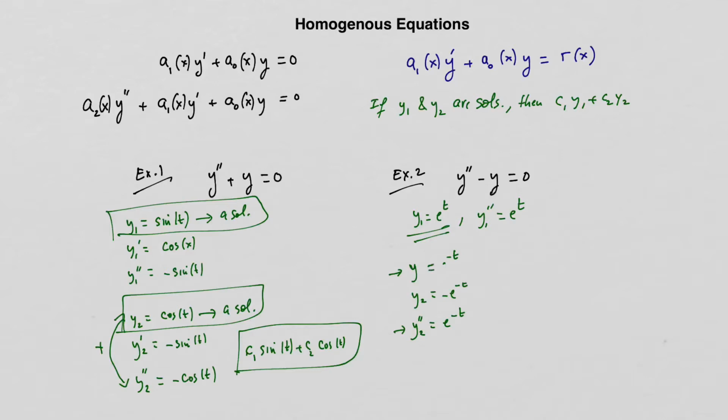y equals e to the negative t. So this is a solution, and this is a solution. Therefore, c1 e to the t plus c2 e to the negative t is a solution. Okay?